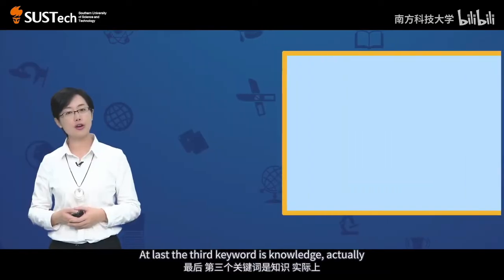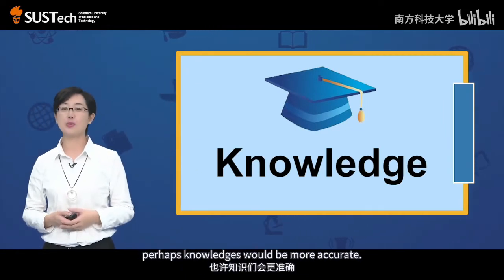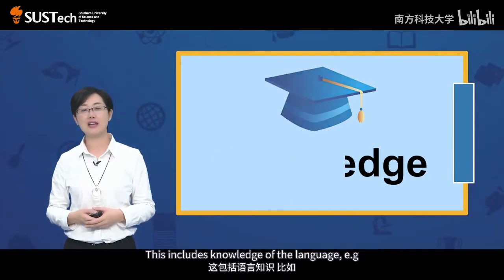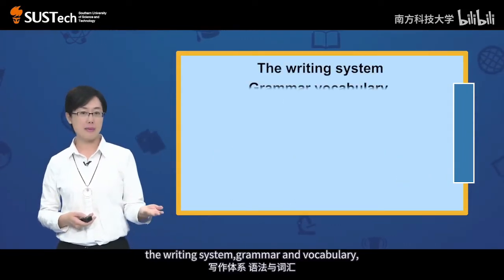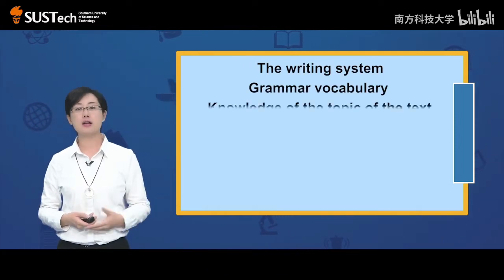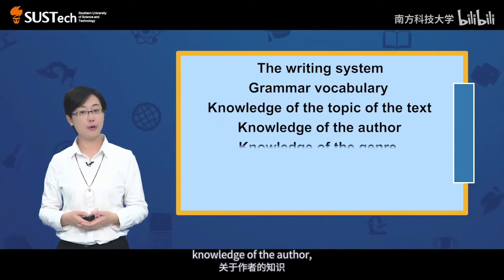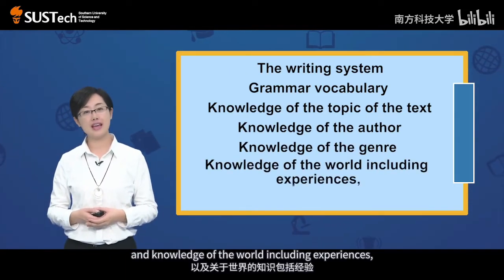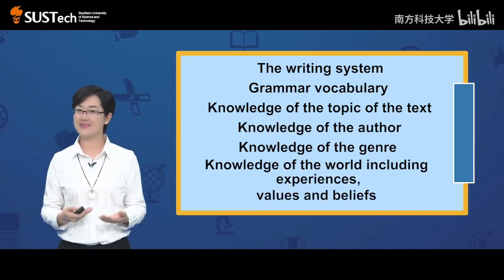At last, the third keyword is knowledge. Actually, perhaps knowledges would be more accurate. This includes knowledge of the language, for example, the writing system, grammar, and vocabulary, knowledge of the topic of the text, knowledge of the author, knowledge of the genre, and knowledge of the world, including experiences, values, and beliefs.